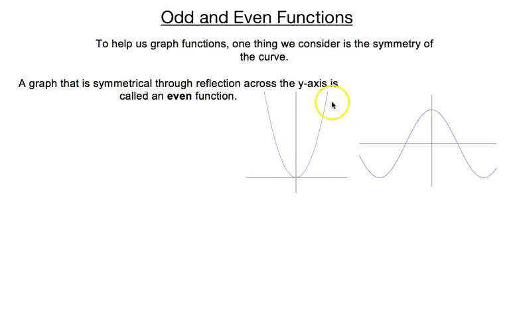So like this parabola that we've got here, if we draw a line straight down the middle there, we can see that it's symmetrical across that line, so it's just been flipped straight over. Same with this curve over here, it's symmetrical across that line.